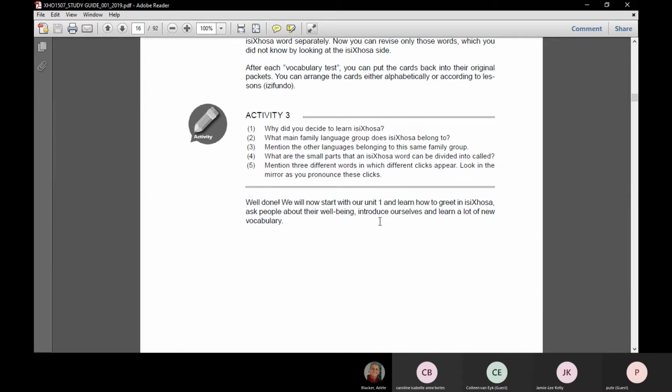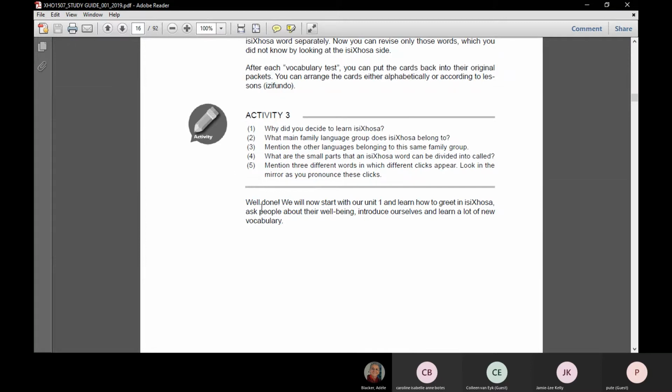So number 2, what main family language group does isiXhosa belong to? Nguni. The Nguni language group, that's correct. Number 3, mention the other languages belonging to the same family group. isiZulu, isiNdebele, Siswati. You said isiNdebele and Siswati, and Zulu, that's correct. Remember, there are four in that group. So it's isiXhosa, isiSwati, isiNdebele, and isiZulu.